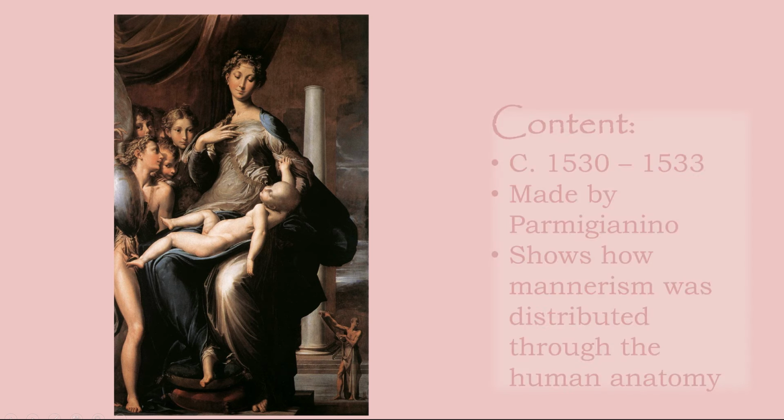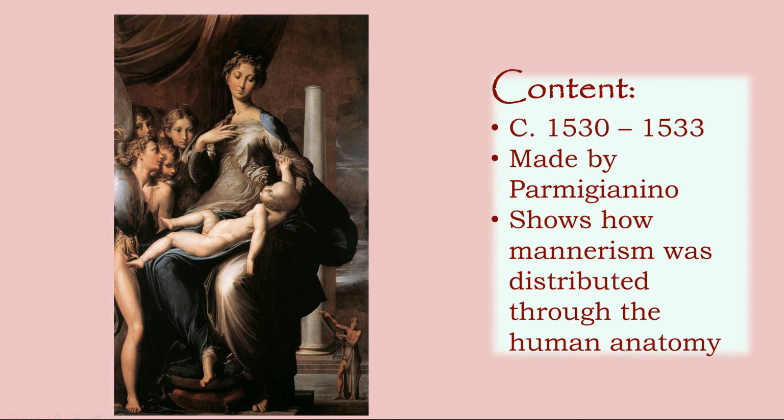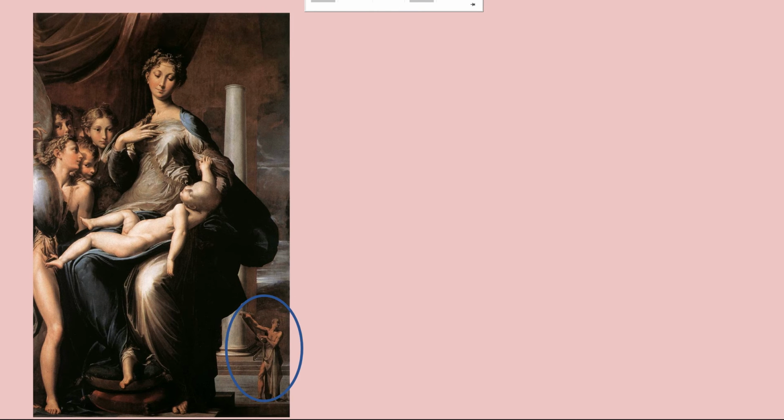Some background information about this painting is that it was made between 1530 and 1533 by Parmigianino, who's a very famous Mannerist artist, and he was very popular in the community. This painting is often referred to in Mannerism because it's a very great example of how anatomy can be manipulated to express a story, which is the whole idea of Mannerism.